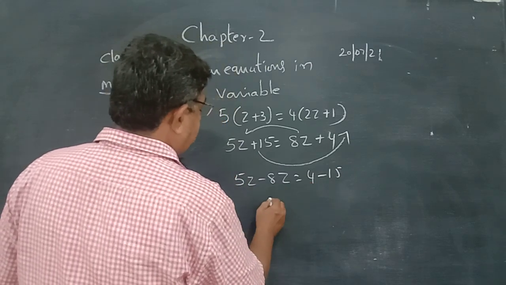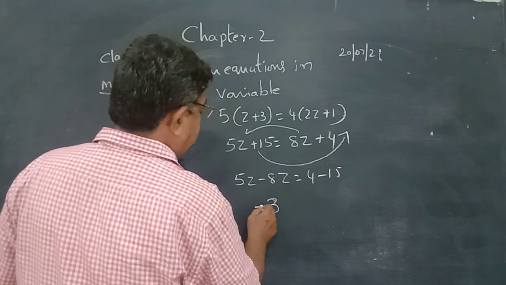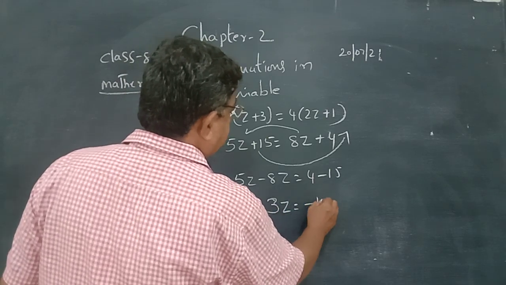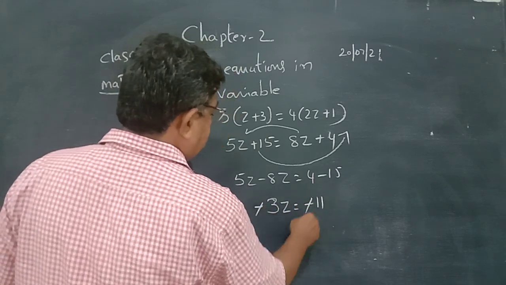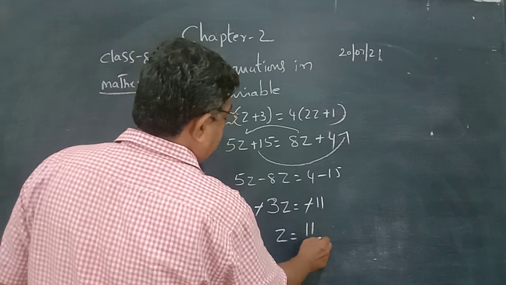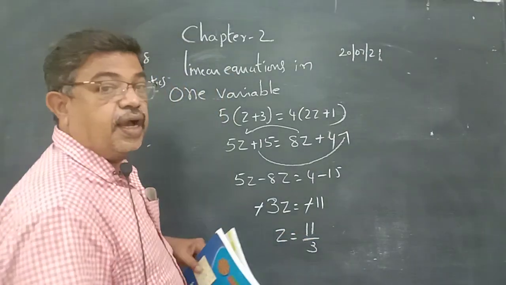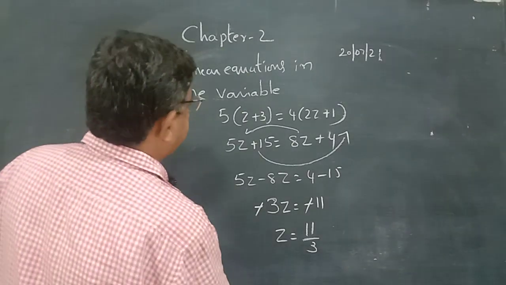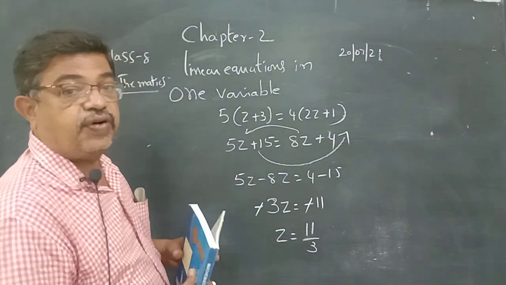Difference of 5 and 8 is 3 and the symbol of 8 is minus, therefore minus 3z equal to 4 minus 15, it is minus 11. Both sides minus cancels, z is equal to 11 by 3. Again you got the solution of the variable z. Any doubt here? I think you are all following.